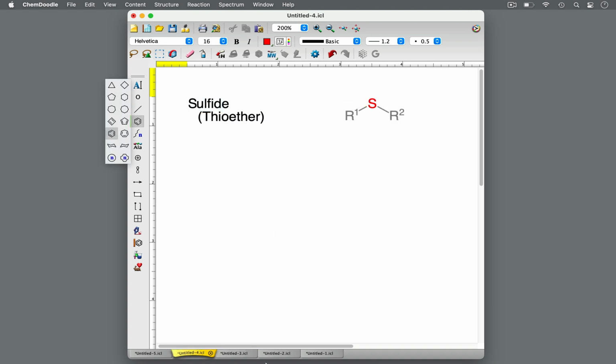Another sulfur-containing functional group is sulfides. A sulfide, or thioether, consists of a sulfur atom attached to two organic substituents. As the thioether name suggests, this functional group is the sulfur counterpart of an ether. It contains a sulfur atom in place of an oxygen atom.